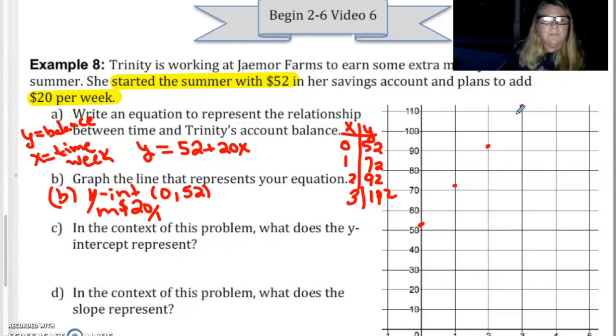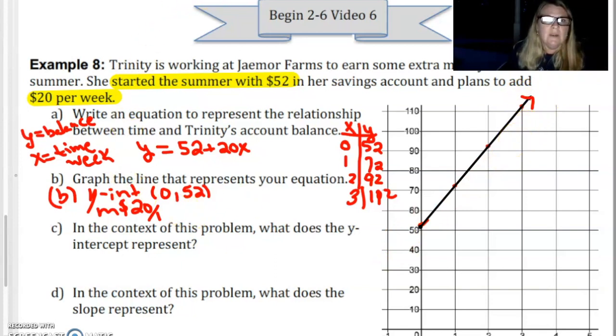Now, with this one, did she ever have any negative values in her graph? She didn't. So we shouldn't keep going in this direction, but she's going to continue to work, so her graph will continue to go up. I'm not going to put arrows on both sides this time because I would not have a negative slope. I will not have any negative numbers in my account. So I'm just going to put my arrow at the top.